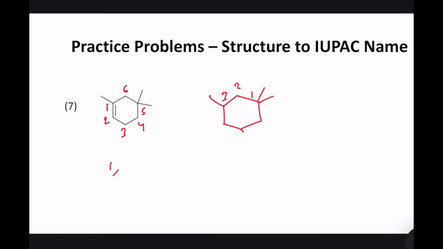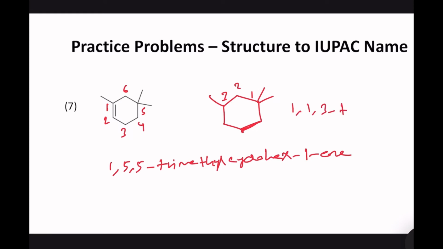So, 1,5,5-trimethylcyclohex-1-ene. That is the correct IUPAC name for this molecule. For this molecule without the double bond, it will be 1,1,3-trimethylcyclohexane.